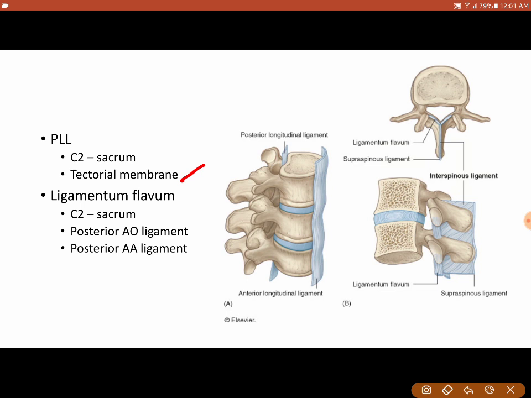Next ligament is your ligamentum flavum. Your ligamentum flavum connects all the laminas. It starts from your C2 down to your sacrum. So it's the top view of your ligamentum flavum, side view of your ligamentum flavum. Its continuation superiorly from your C2 to your occiput is your posterior atlanto-occipital ligament and your posterior atlanto-axial ligament. And also, it limits flexion.